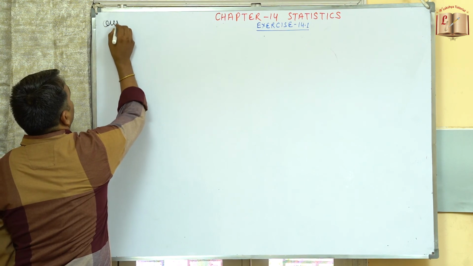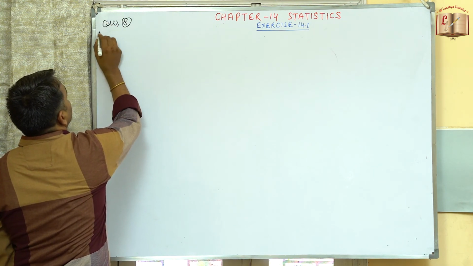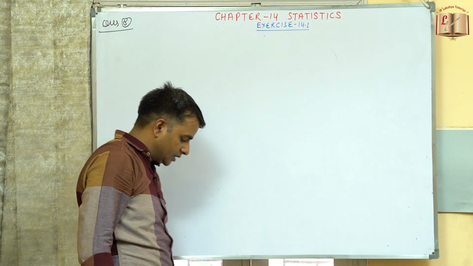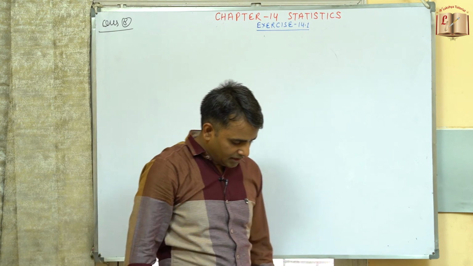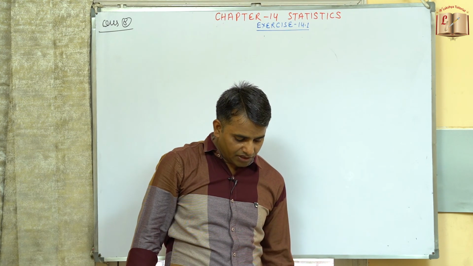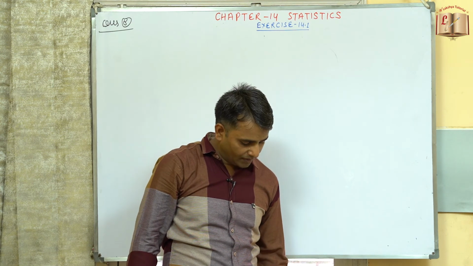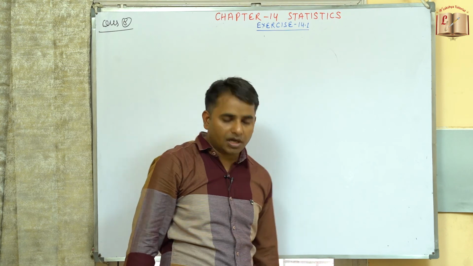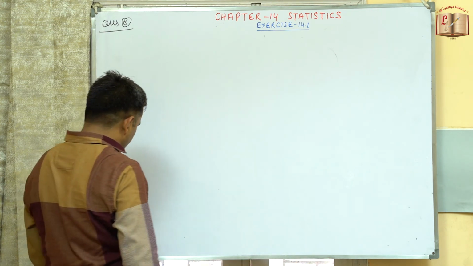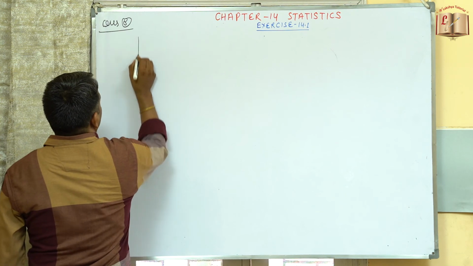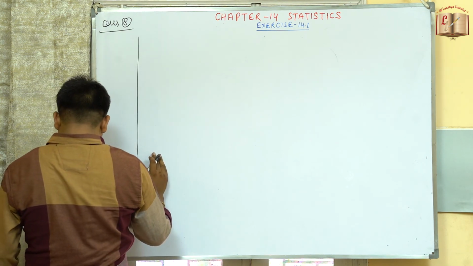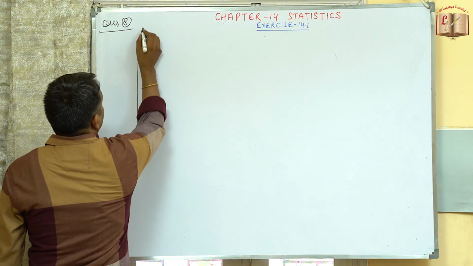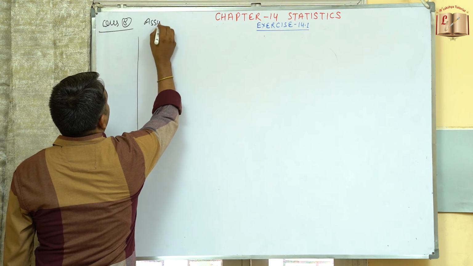So coming to question number 8. A class teacher has the following absentee record of 40 students of a class for the whole term. Find the mean number of days a student was absent. So the number of days and the number of students is given to us. We will follow the assumed mean method here.